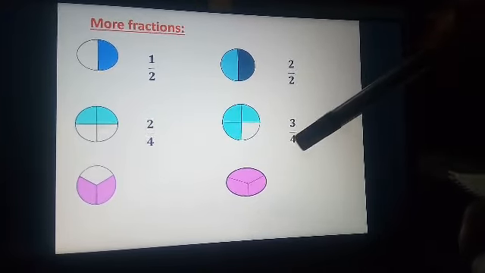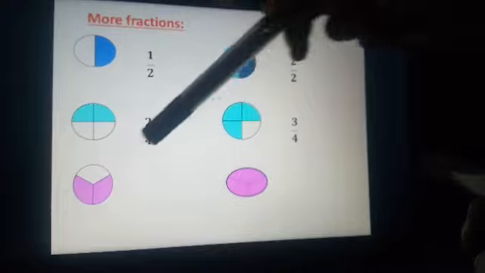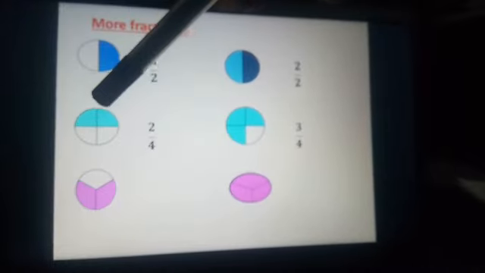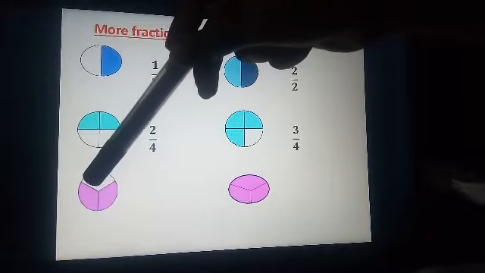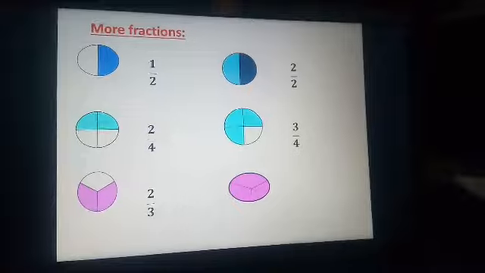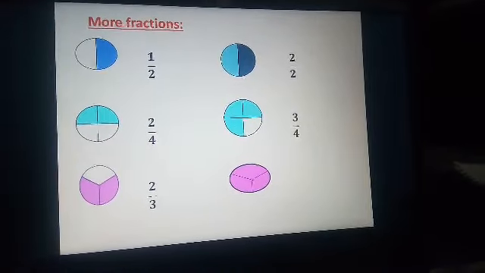3 quarters. Let's have a look here. How many colored parts? 1, 2. So I will write up number 2. And I will write down the number of all parts. 1, 2, 3. It will be 2 thirds. 2 thirds. Let's have a look here.